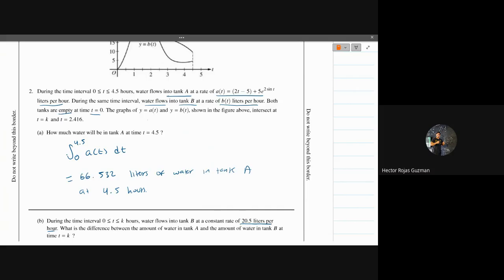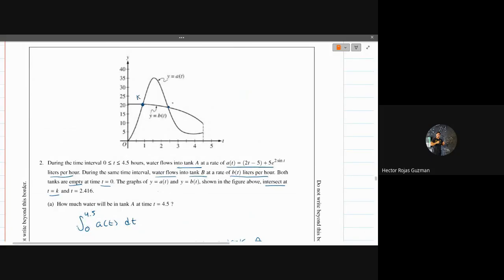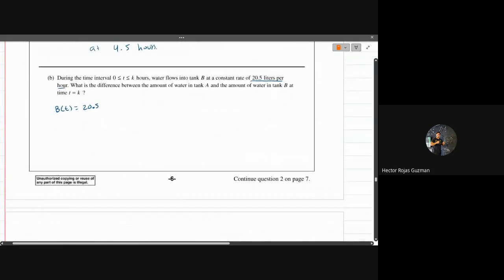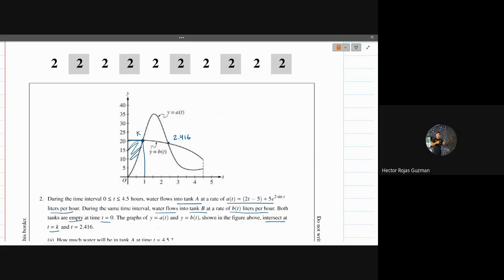The graphs of A and B, they intersect at k. Look at that right here. This is k. And they also intersect at 2.416. So we're trying to find the difference in water in the tanks from 0 to k. So even if I don't know what k is, I can tell that tank B has way more water, right? Look at all the water tank B has. Look at that. Tank A only gets this much water.